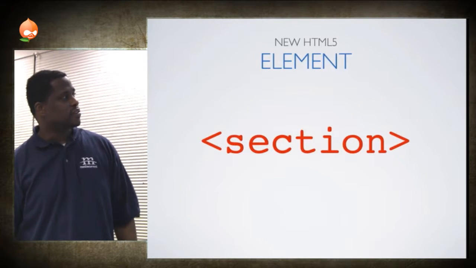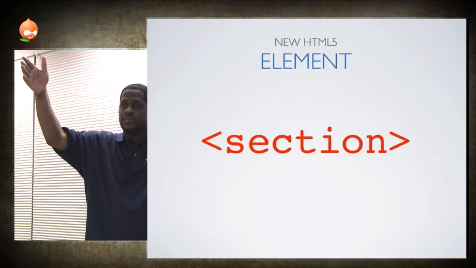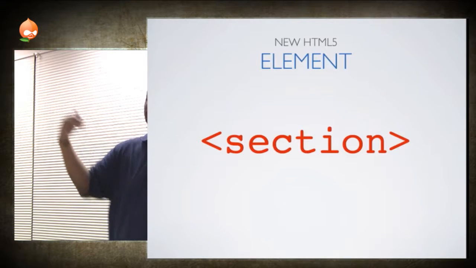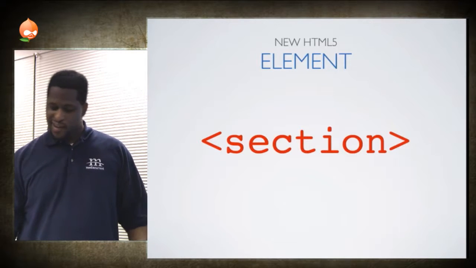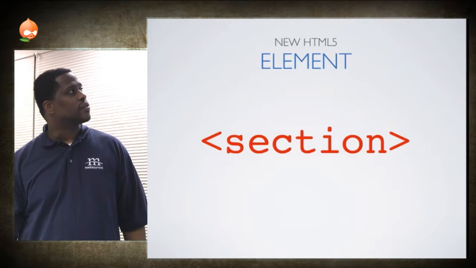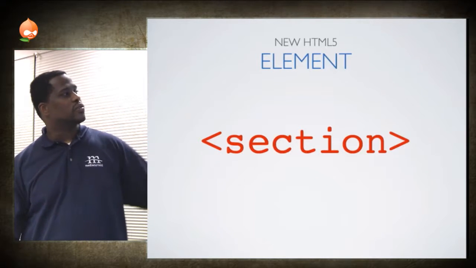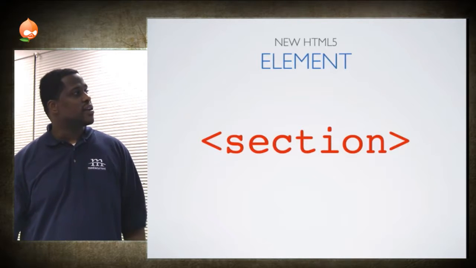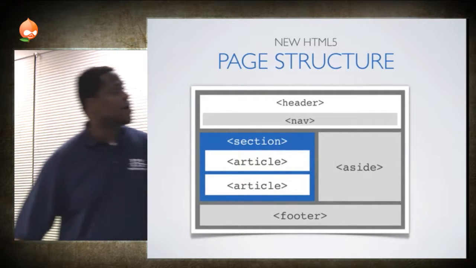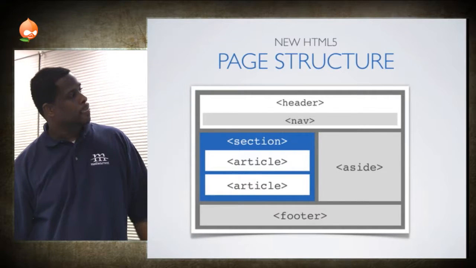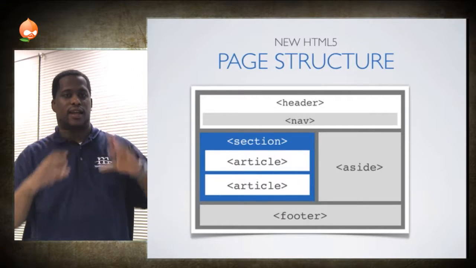Now, section. Here's how I think about it. Newspapers have sections, and they have articles, and you put articles inside sections. Simple, right? You can do it the other way around, and even in the official documentation it says one thing, but in reality, people use it as they see fit. So you will see a mix out there on the web of how it's being used. But this is how I recommend using it, more or less: create a main section, and then put articles or content inside of that section.